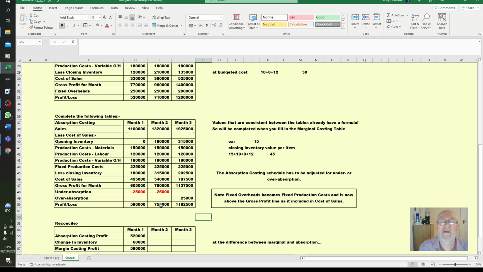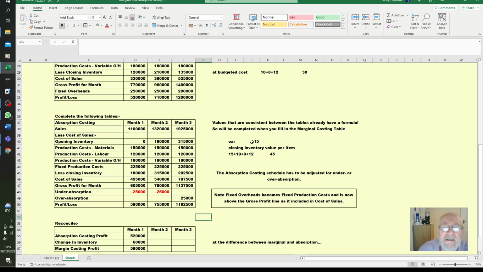So it doesn't always work. It's not an automatic assumption. Under absorption costing, we're transferring more into the next financial year. In the long run, it evens itself out. So our current asset of inventory increases and our profit figure changes accordingly.